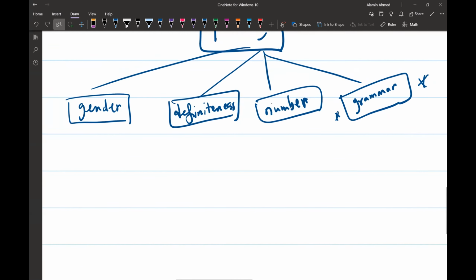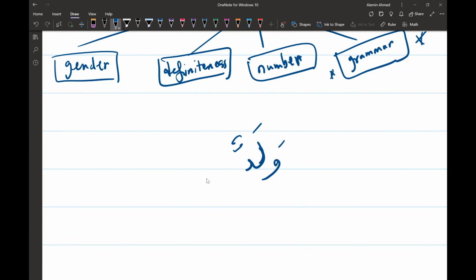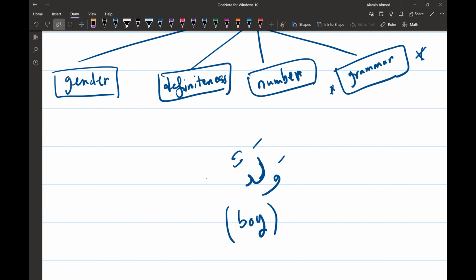Let's take one word. What is waladun? Inshallah, this is your new word: boy. Good. When it's waladun, we get all four pieces of information. Number one, of course, we get the gender. It's masculine. Trust me, just by looking at it, just staring at it, we know this is masculine and indefinite. Inshallah, we'll talk about those things later. And by waladun, of course, just like in English, we understand this is singular.